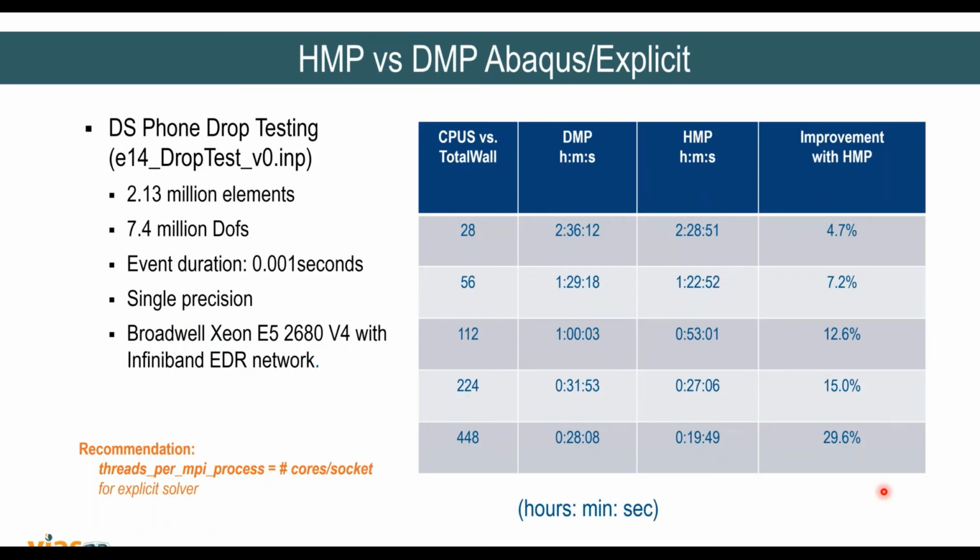Now the same model has been run on HMP and DMP. Now you can run on both SMP, DMP, HMP. So here is the relative performance between the DMP and HMP for the same phone model. Here is the number of cores starting from 28 to 448, and what you really see is that as you move to a higher number of cores, the improvement with the HMP is more and more. Okay, so why HMP? Because the data exchange is reduced, so you will see relatively better performance in HMP.